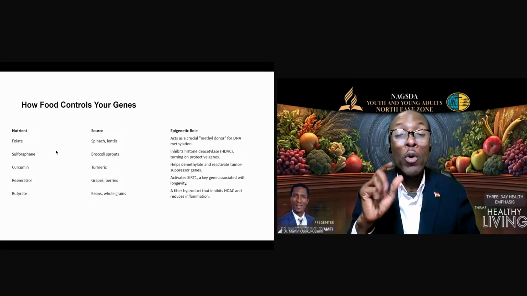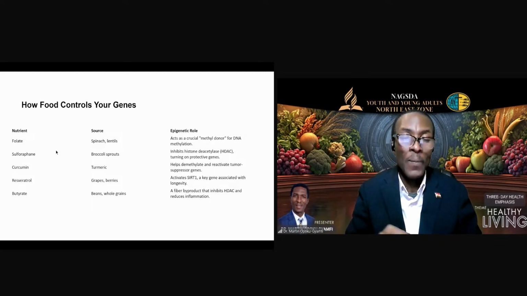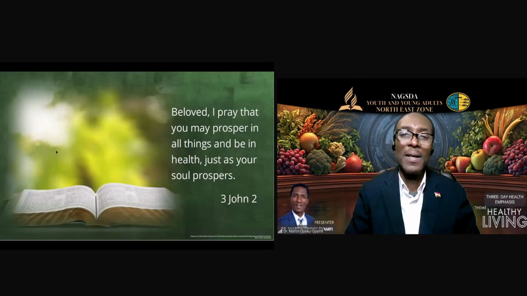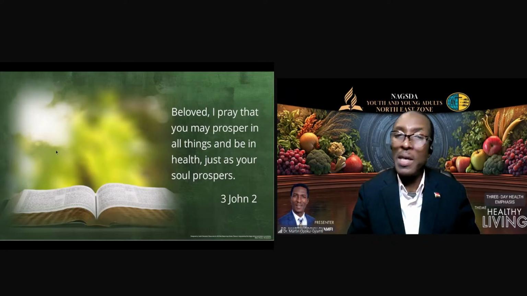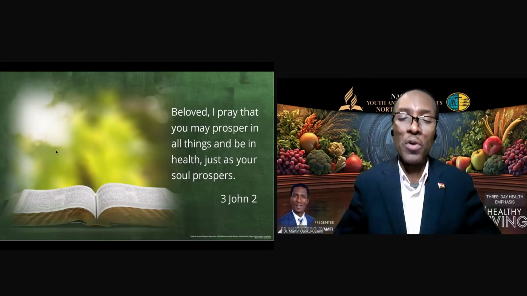So if you want to gain control over your genes and make your genes work for you, take epigenetics seriously. 3 John 2 says, "Beloved, I pray that you may prosper in all things and be in good health, just as your soul prospers."